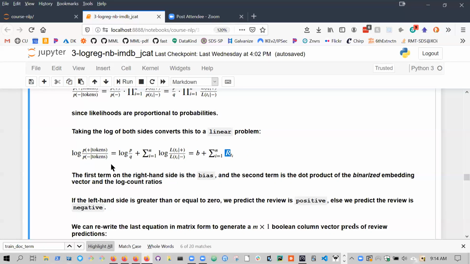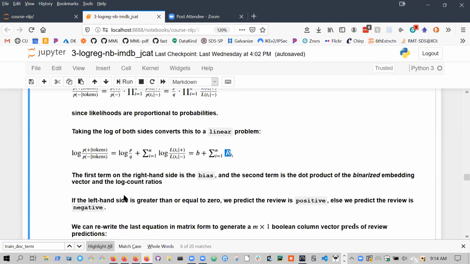So the left-hand side, we already talked about it a little bit. If the left-hand side is greater than 0, we predict that the review is positive. And if the left-hand side is less than 0, we predict that the review is negative. That's the mathematical formulation of the simple algorithm we talked about, looking at the bag of words and seeing whether it contains mostly positive words or negative words.